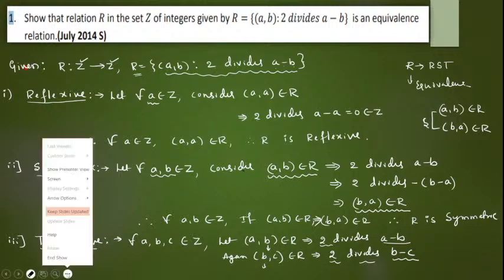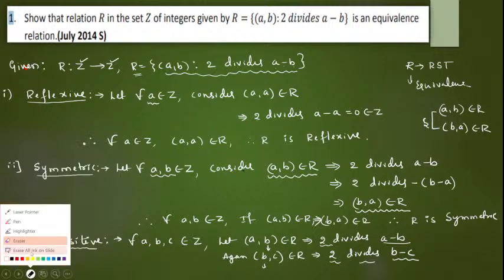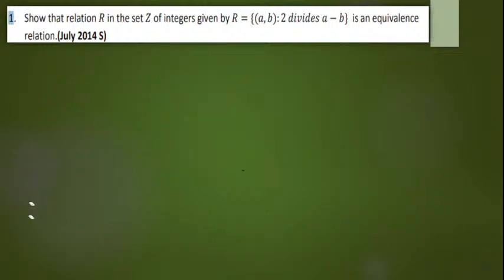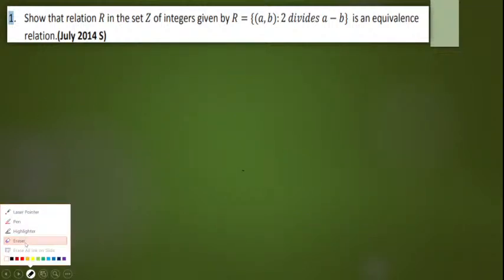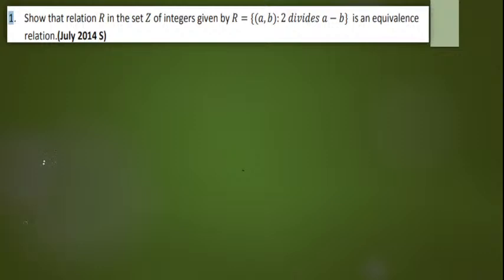So go through this. So what is the transitive condition? We have written: let (a, b) belong to R, then 2 divides a minus b. Again, one more ordered pair (b, c) belongs to R. Let us consider it. So according to the statement, what happens? 2 divides b minus c.